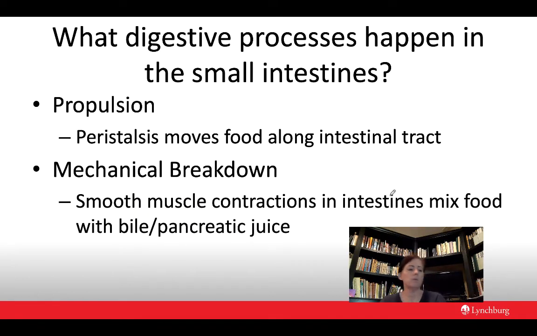So when we talk specifically about what's happening in the small intestines, what digestive processes happen here? This goes back to that list at the very beginning, and which process is happening at which location along the route. We do have propulsion, the movement called peristalsis, which is rhythmic contraction and relaxation of segments of the intestines to help move food along the GI tract.